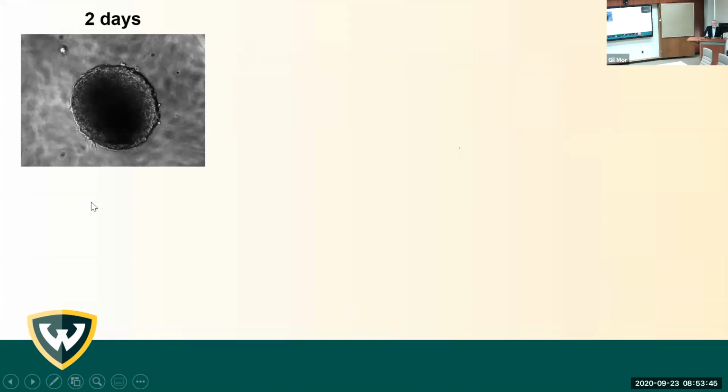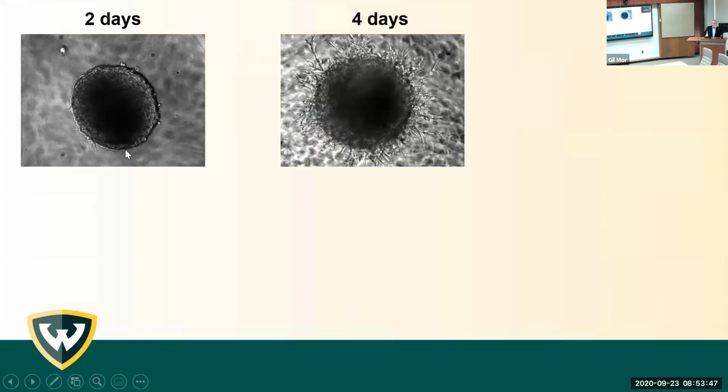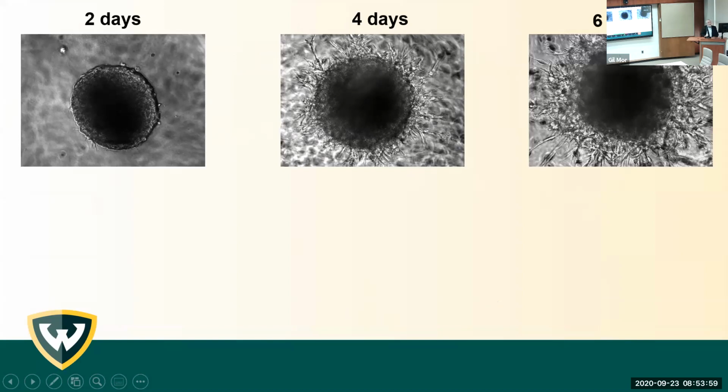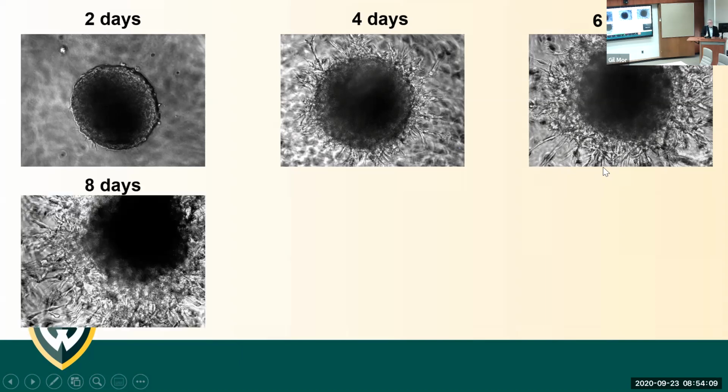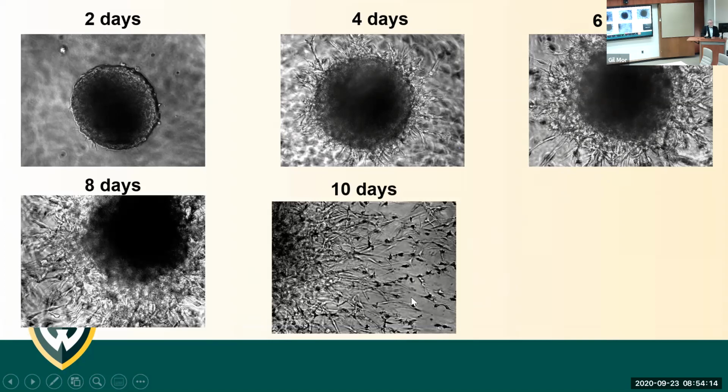Let me summarize this in time. This is 2 days. This is 4 days. You see the change of shape. There is invasion. There is now penetration within the matrigel. And in 6 days, now there is a network of projections coming inside of the matrigel. At 8 days, further these networks are invading. At 10 days, it's beautiful connections all over the culture.